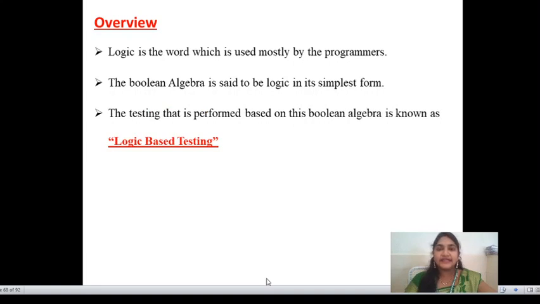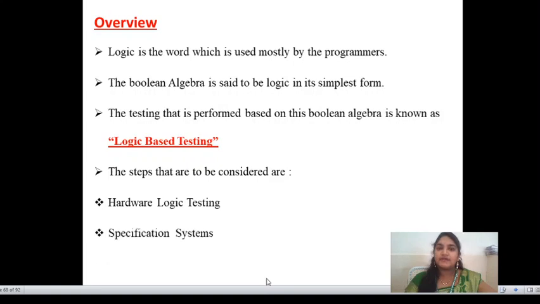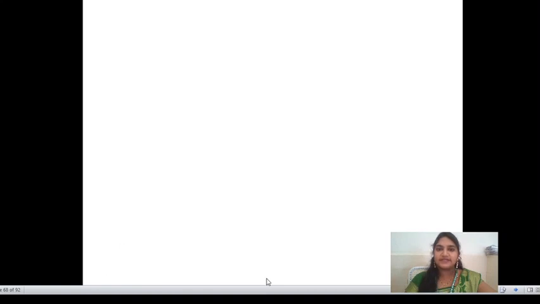And the testing that is performed on the Boolean algebra, that is, the testing that is performed on the logic, is logic based testing. So what are the steps to be considered? Hardware logic testing, specification systems, knowledge based systems. These are all the steps to be considered.